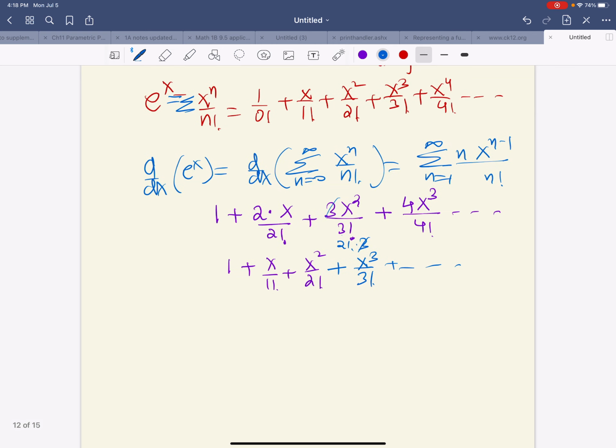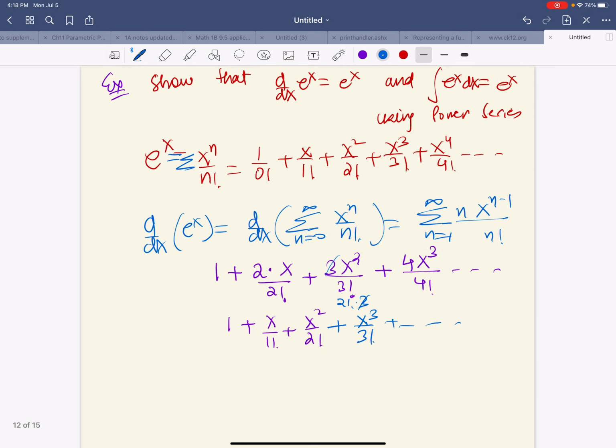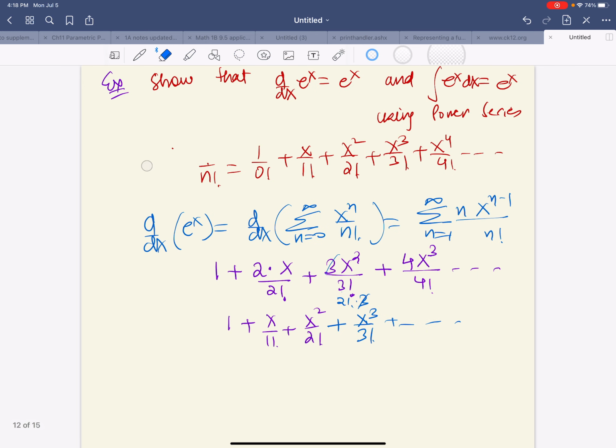Now let's go ahead and do the integration of e to the power x. So I know the power series for e to the power x. Let me rewrite it here. E to the power x is the summation n equals 0 to infinity of x to the power n over n factorial. That's the infinite series that we can express using the function e to the power x.